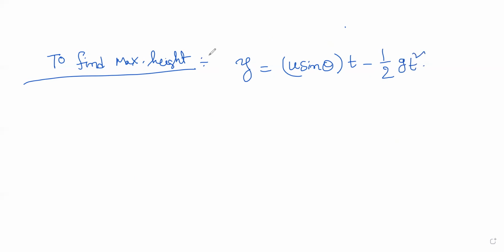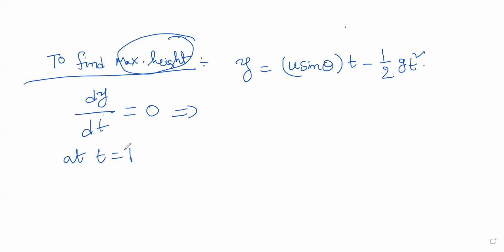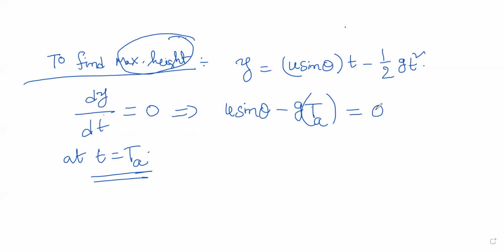When you say you want to find maximum, you set the derivative to 0. So in order to find the maximum or minimum quantity, you set the derivative to 0. This derivative goes to 0 at t equal to ta, that is, at the time of ascent. When I take the derivative, it happens to be u sine theta minus gt. I would say ta, where ta is the time of ascent. At this time, it goes to 0.